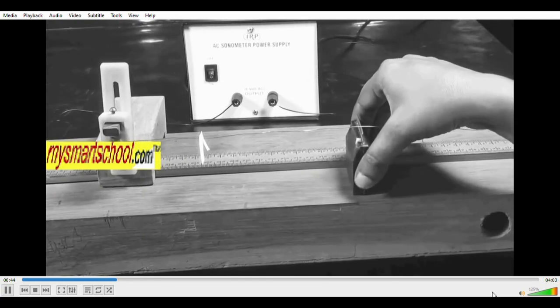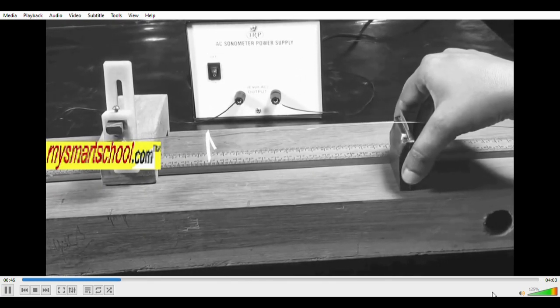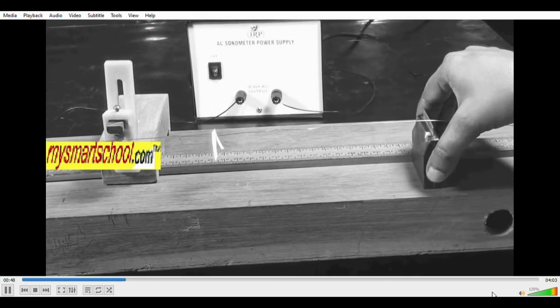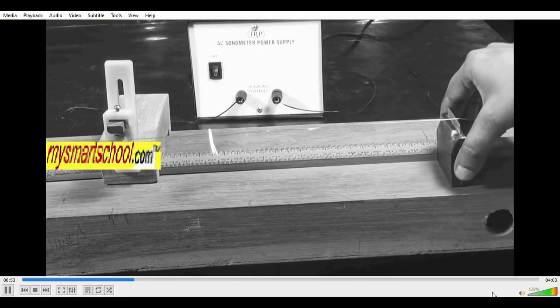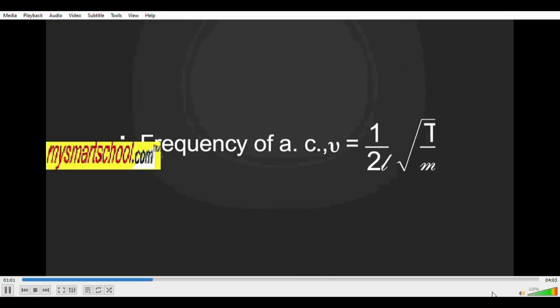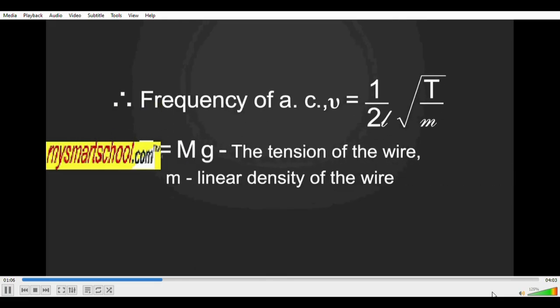Theory. When the length L of the sonometer wire vibrates with maximum amplitude, the frequency of the applied AC is equal to the natural frequency of the wire. Therefore, frequency of AC nu is equal to 1 by 2L into root of T by m, where T is equal to mg, the tension of the wire, and m is the linear density of the wire.